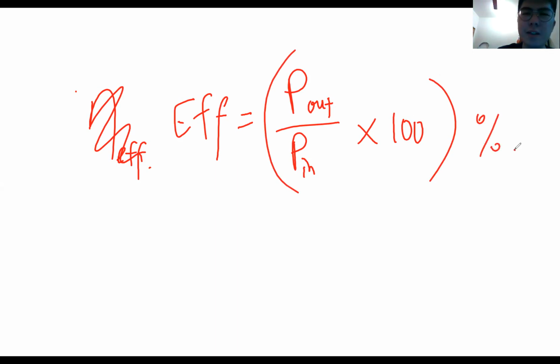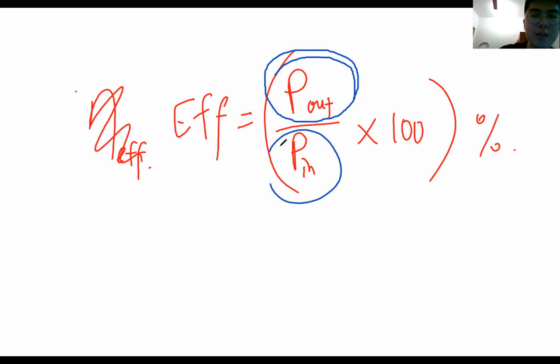Now notice the difference here. Power output is the power that the device carries out, or you can say the power that the device performs. Power input is the one that it is meant to perform. You see the difference here.